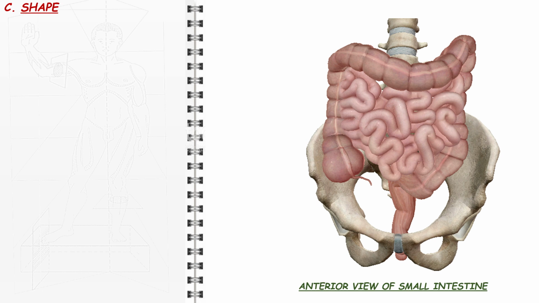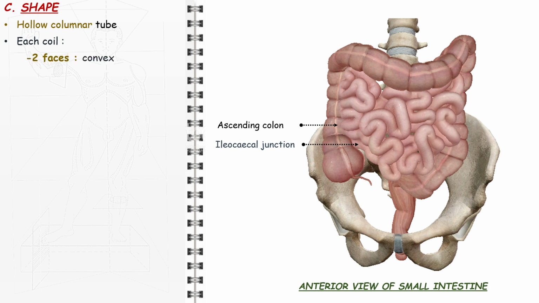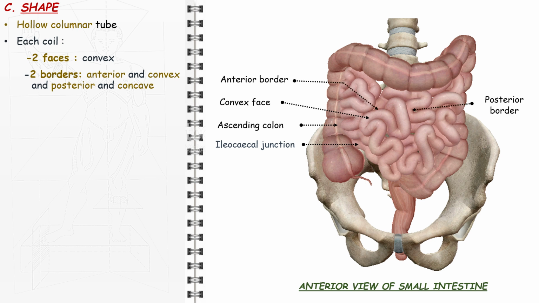The jejunum and ileum are hollow columnar coiled tubes. Each coil has 2 convex faces and 2 borders. The anterior border is the antemesenteric free border and the posterior border corresponds to the intestinal border of the mesentery and constitutes the point of reflection of the serous coat of the intestine forming the mesentery.